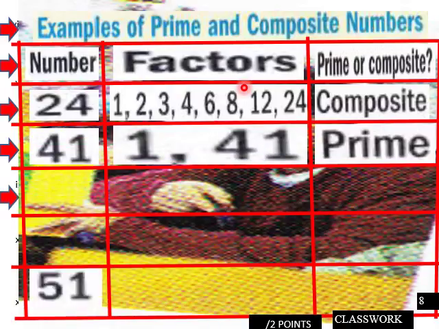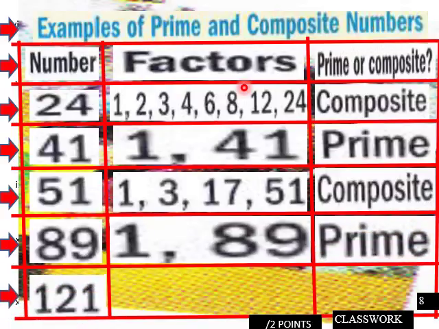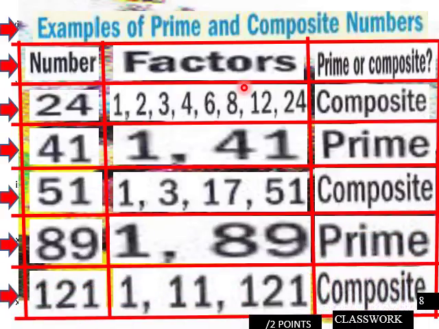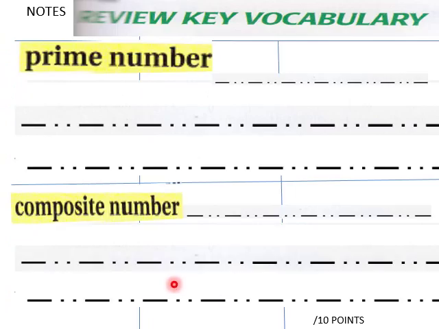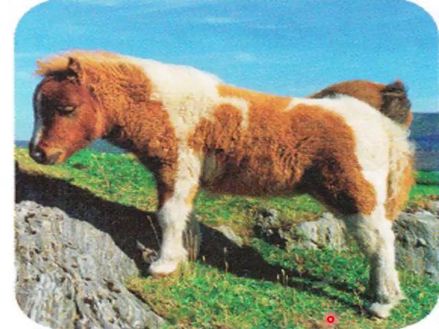Here's a cool table coming up. Examples of prime and composites: factors, prime or composite. So we start here, composite, prime, composite, prime, composite. So here's a good example, and this is in your class worksheet. And then here's a review for your vocabulary. This goes in your notebook. So you take it down on your class worksheet. It should go in your notebook.